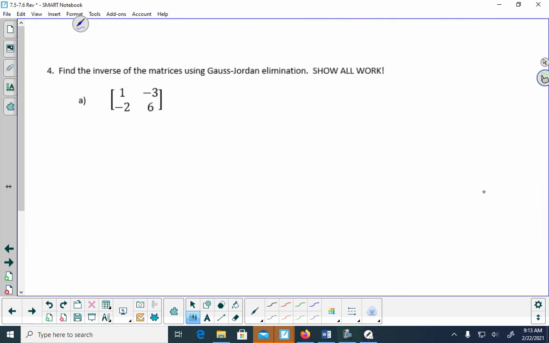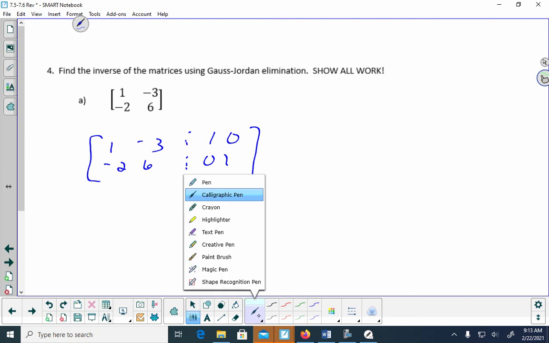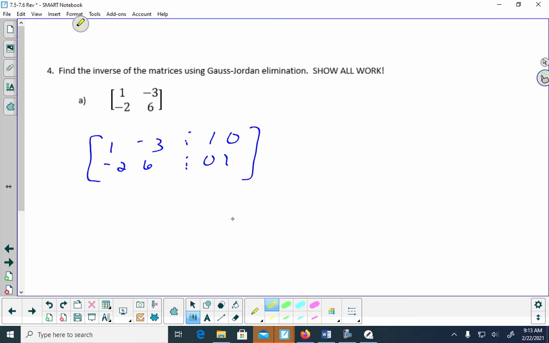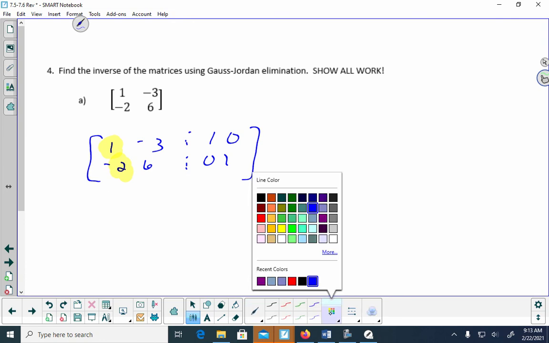Okay, 4A is finding the inverse using the Gauss-Jordan elimination, which means I am going to write my matrices and put the identity on the other side, and I'm going to solve it that way. So I'm going to do row 1 and row 2 to eliminate the x. So I'm going to multiply row 1 by a positive 2.